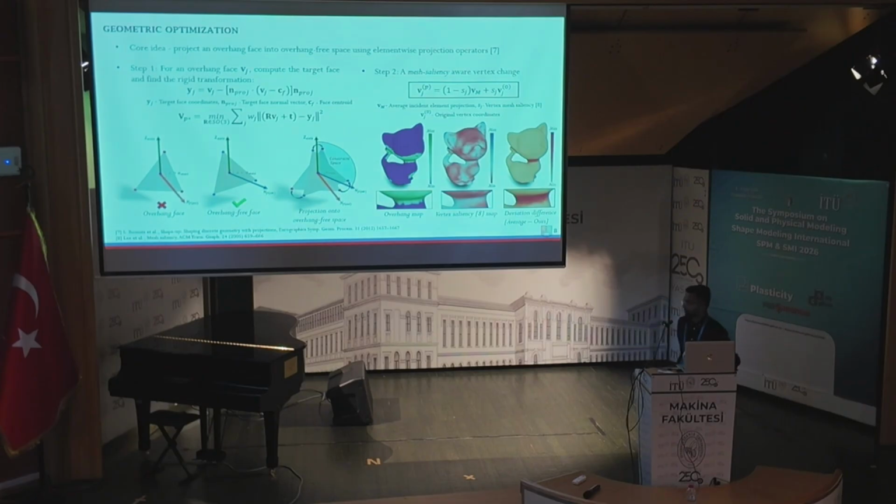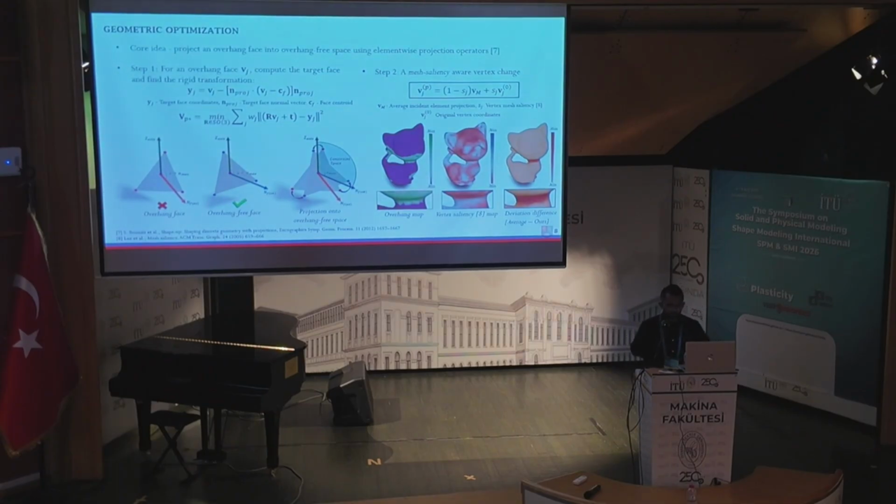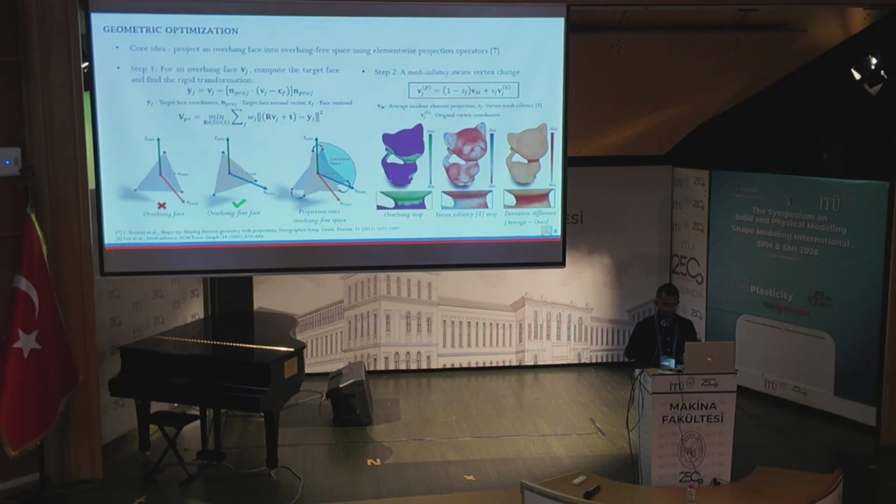So the next step is geometric optimization. Here the idea is again simple. What we try to do is to project overhang phases onto overhang free configuration. So for each overhang phase, we compute an overhang free plane and then find the difference between the current phase and the target phase through a rigid transformation. So that provides the phase level change, as you can see.